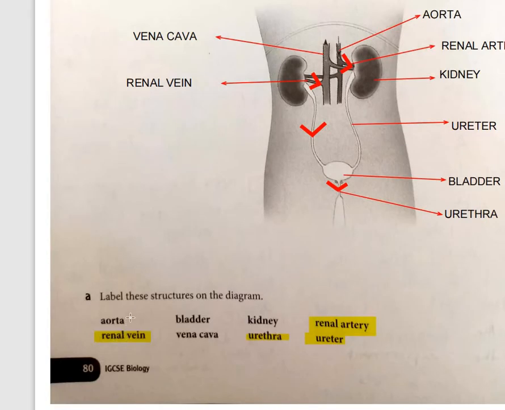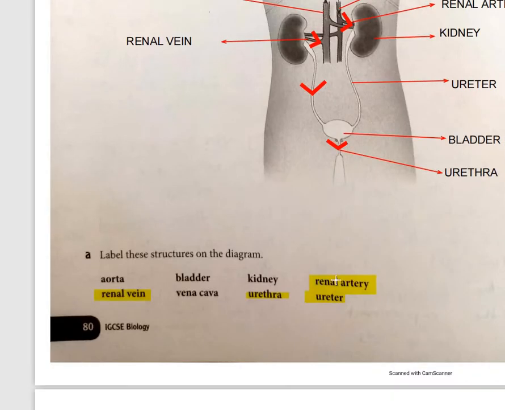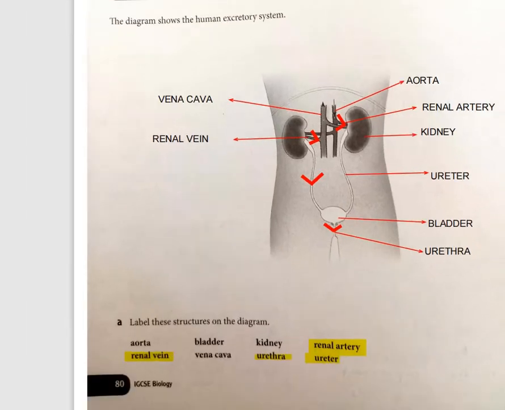And then the next one is the bladder. So this is the bladder. It's a very simple one, kind of easy to remember. The next is the kidney, which looks like this, bean shaped, very easy to remember. And then the renal artery, you can see it over here.